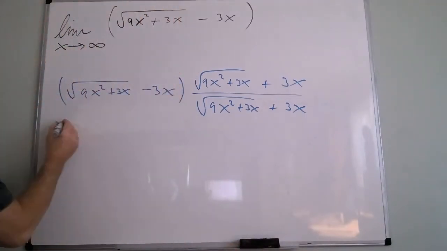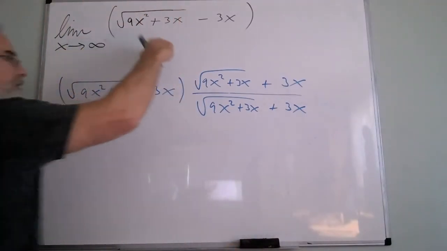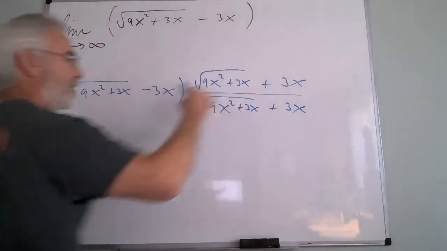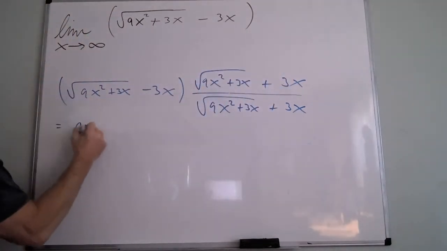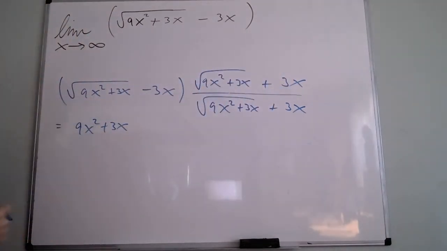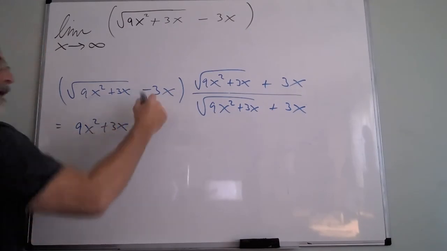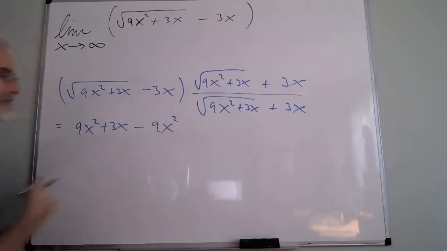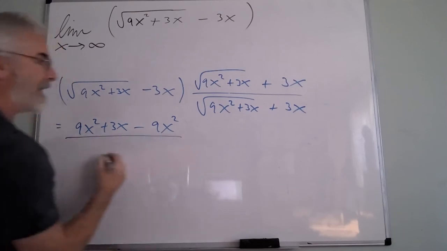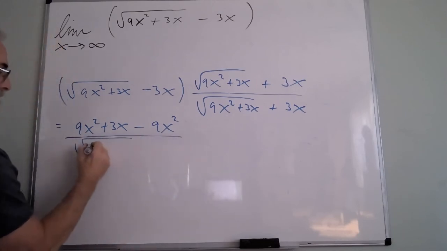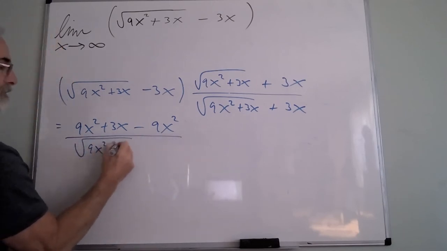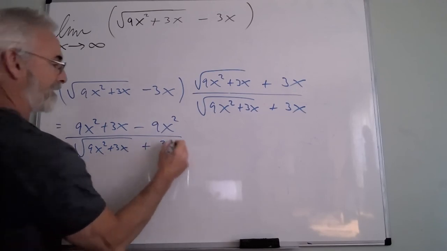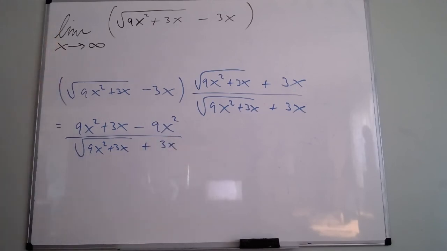So what do I have on top? A minus b, a plus b. So I have the square of the square root, which is just that, minus the square of 3x. Ooh, that's kind of good, isn't it? And then my denominator is the square root of 9x squared plus 3x, plus 3x. Now, let's take that term right there only.